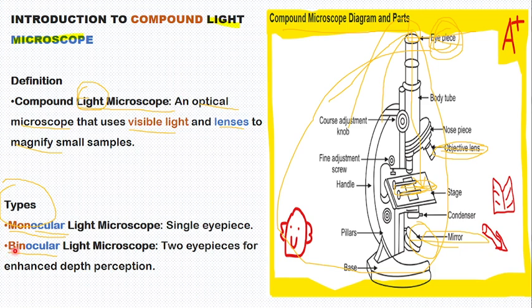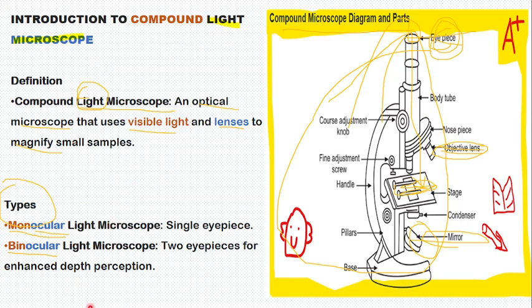Binomial nomenclature, do you remember it? It gives an organism two Latin names, so the B always comes. Monocotyledons have one cotyledon, like maize. I hope you are understanding the difference between the two types of compound light microscopy.